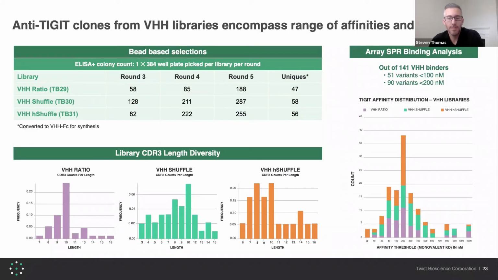Looking at the binding affinities, an SPR array screen demonstrated pretty tight anti-TIGIT antibody binding affinities. Of the 141 antibodies that were measured, all had binding affinities less than 200 nanomolar, and a third of them had double-digit or better nanomolar affinity to TIGIT.